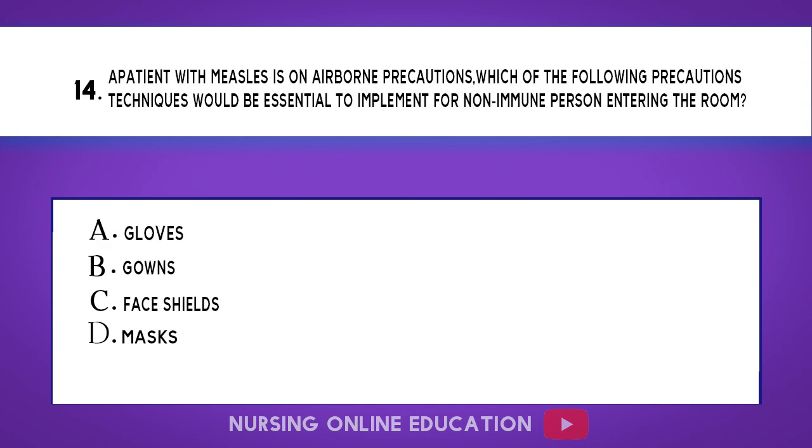Dust. 14. A patient with measles is on airborne precautions. Which of the following precautions would be essential to implement for a non-immune person entering the room? A. Gloves, B. Gowns, C. Face shields, D. Masks. The answer is option D.